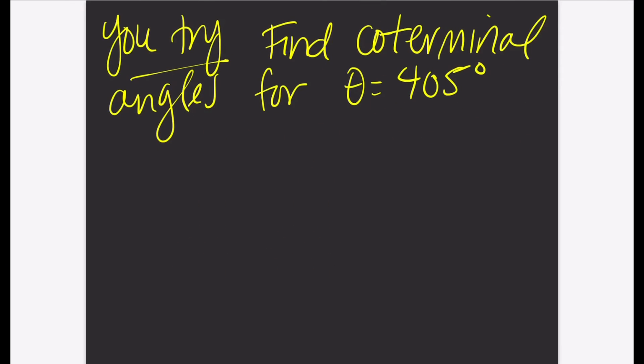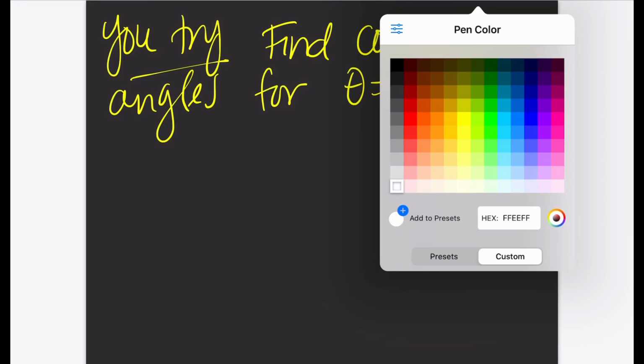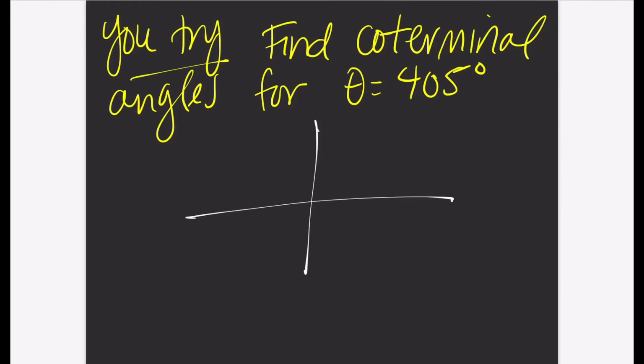So go ahead and try to find the coterminal angles for theta equals 405 degrees. Go ahead and find 2 positive and 2 negative. Pause the video and come back. So first, let's start by graphing our 405 degrees. From our positive x-axis, we're going to go 1 full revolution. That's 360 degrees. Notice that if you do 405 minus 360, you get 45 degrees. So we need 45 degrees more.